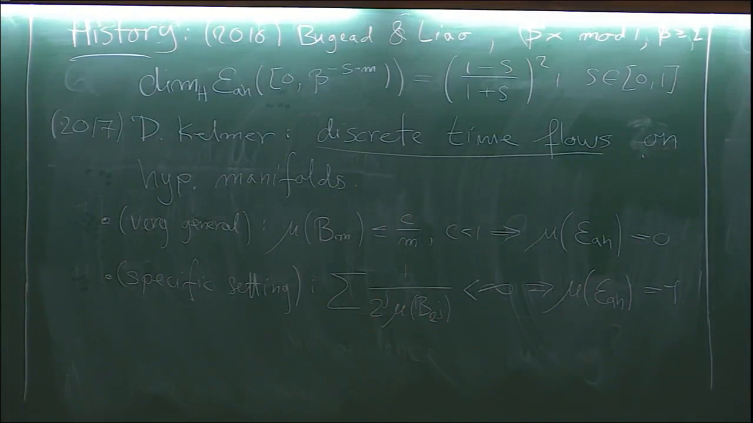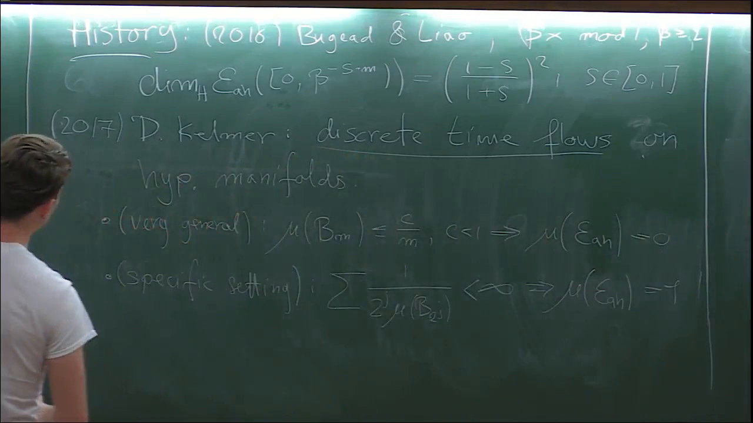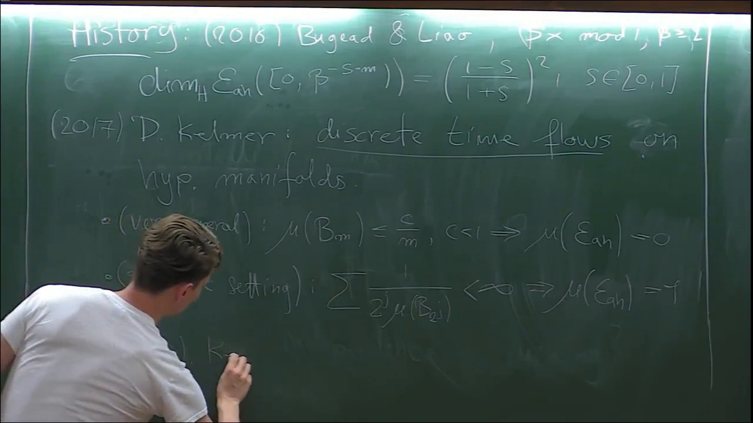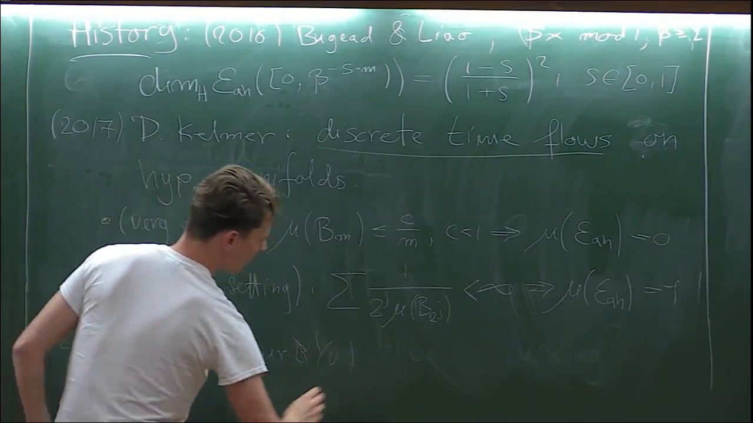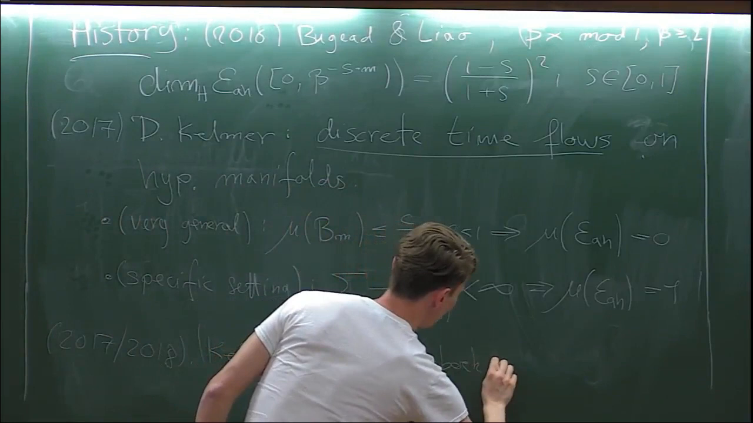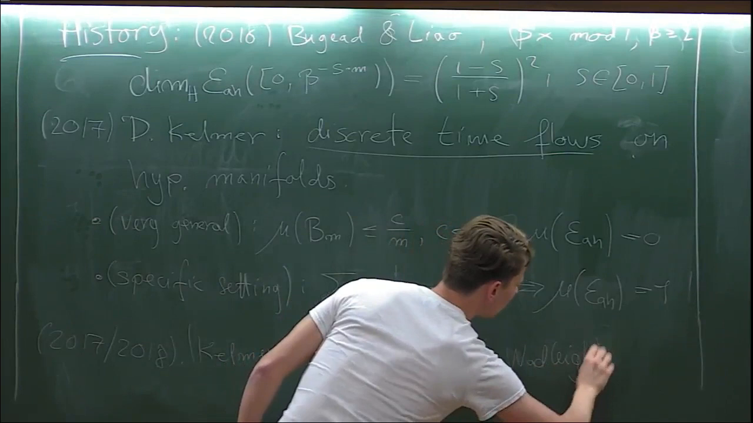Okay, so after the Kelmer paper, there were at least three papers that I'm aware of that dealt with this topic. So there was one by Kelmer and Yu, for flows on homogeneous spaces. Then there was one by Kleinbock and Wadleigh. So they studied this in the context of inhomogeneous Diophantine approximations.